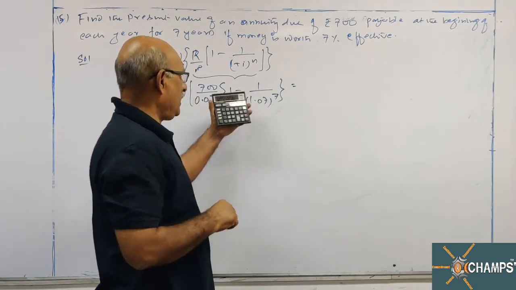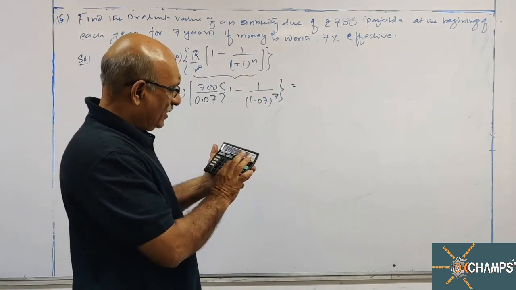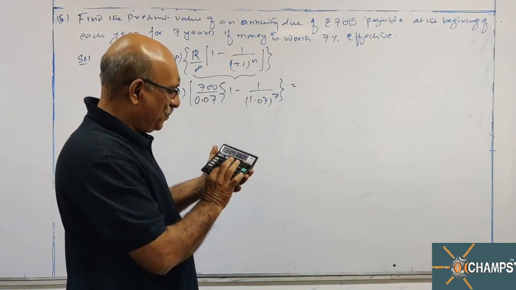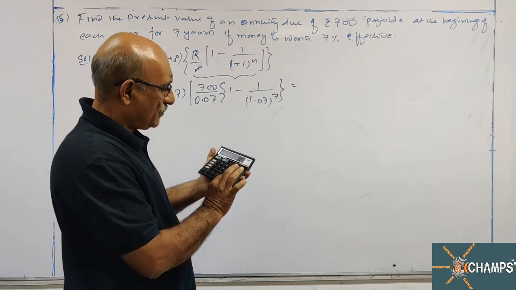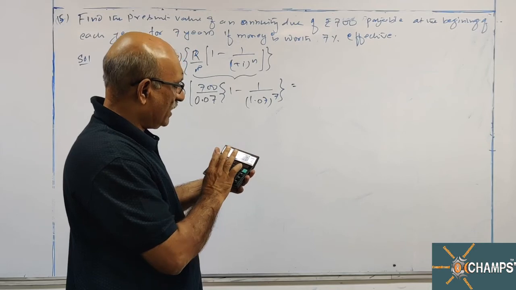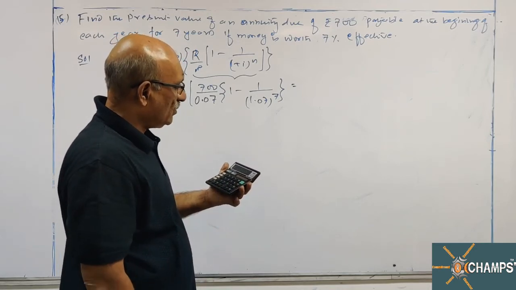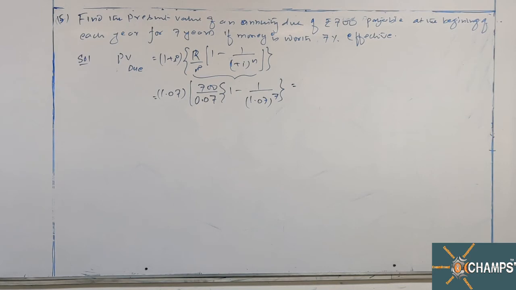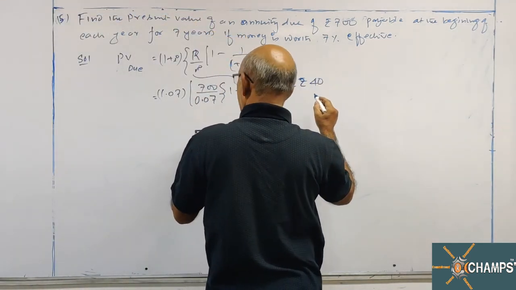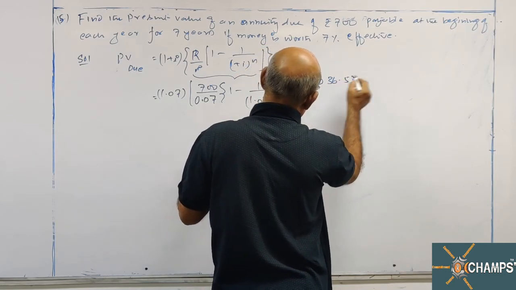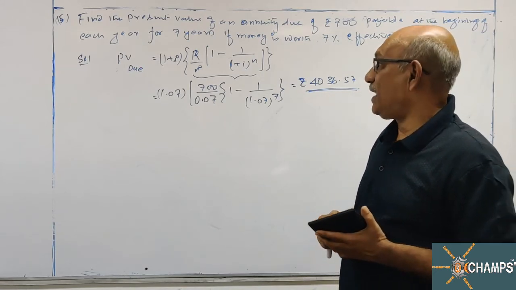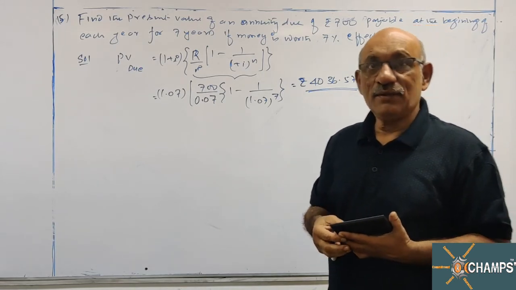So this is simplified, including 1, multiplied with 700, divided by 0.07, and multiplied with 1.07, giving 4036.57. It is rupees 4036.57. This is the present value of an annuity due. Okay.